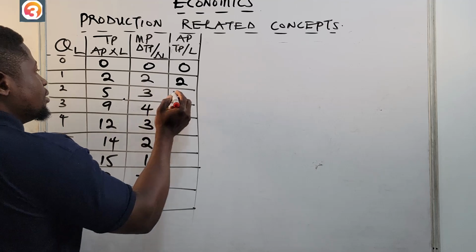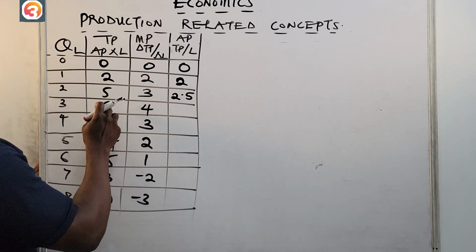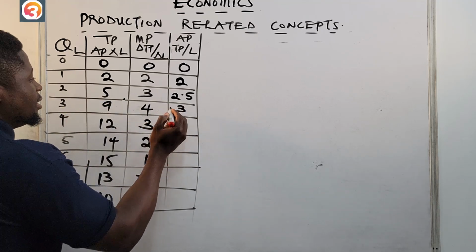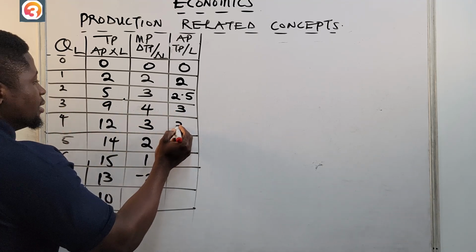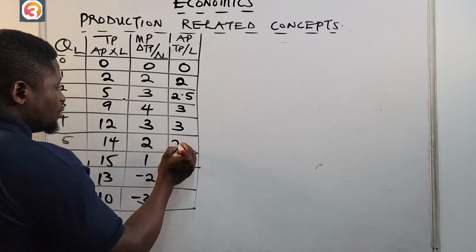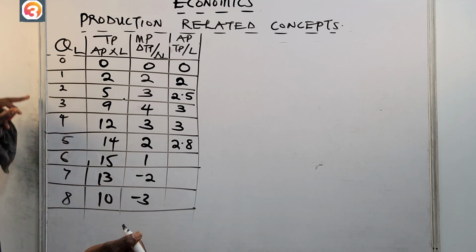0.5 divided by 2 now, 2.5. Please press your calculator if you don't understand. Then we also have 9 divided by 3, that is 3. 12 divided by 4 is 3. 14 divided by 5. What is 14 divided by 5? That will give us 2.8. Press your calculator to confirm.